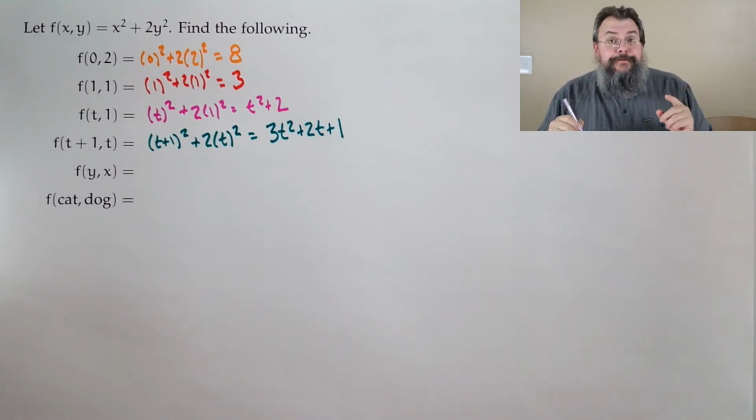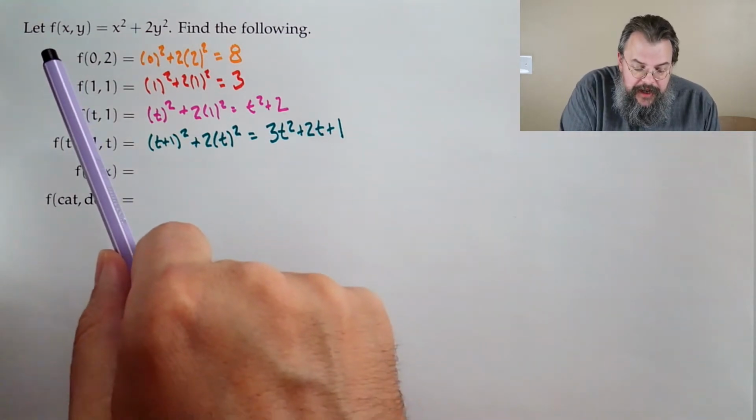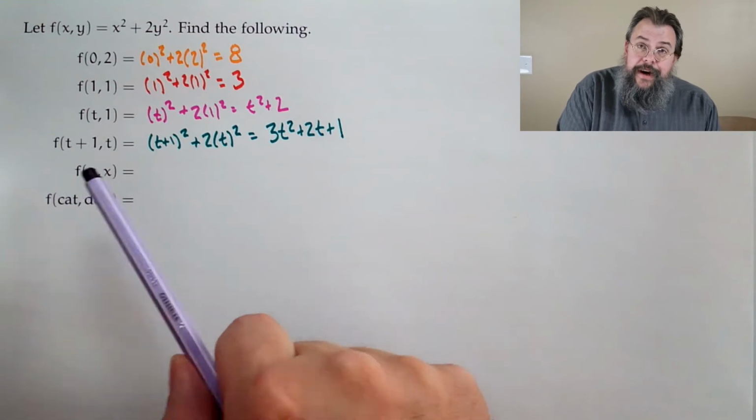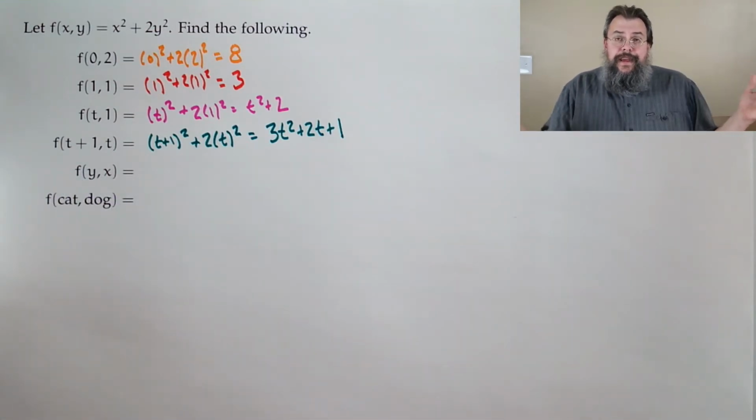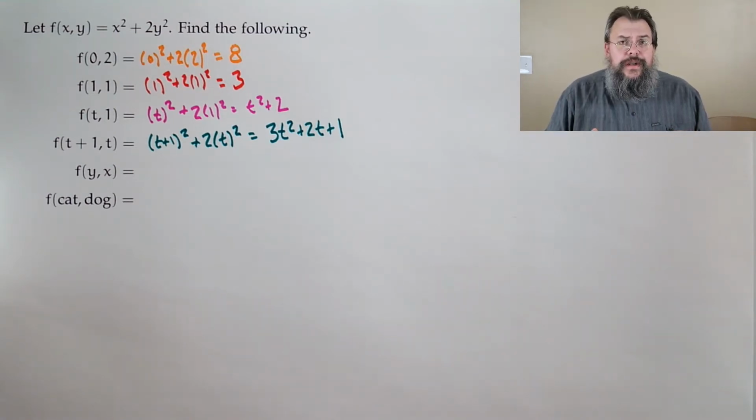Now, this next one might throw you off. Here we have f of x, y, which is x squared plus 2y squared. What is f of y, x? You might say it's the same thing, right? We have the same set of variables. Shouldn't it be the same function? And no, it's not. So you have to be careful here.